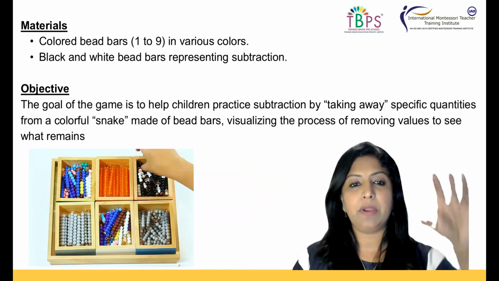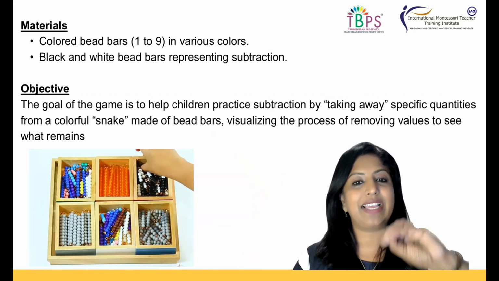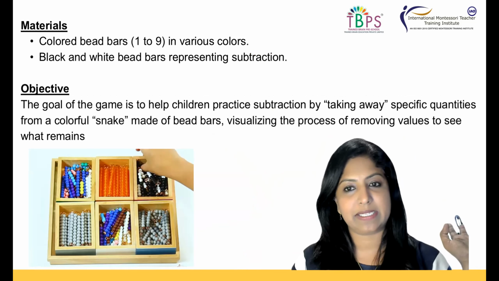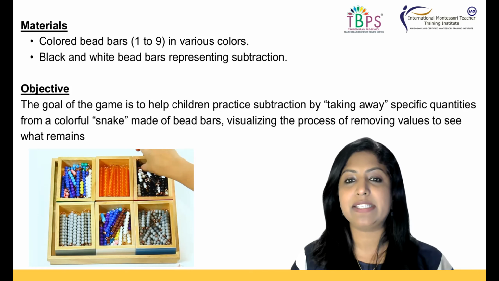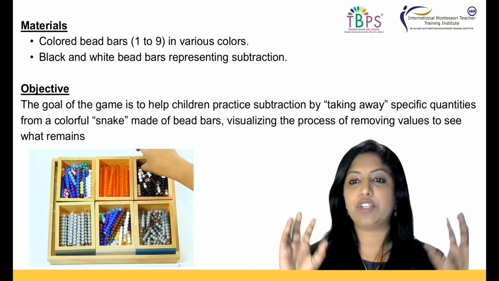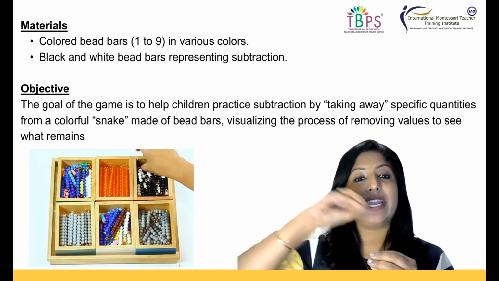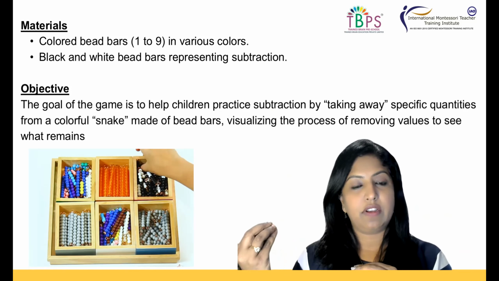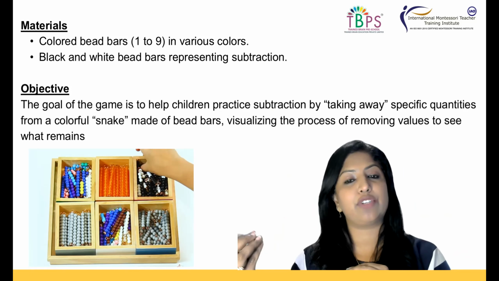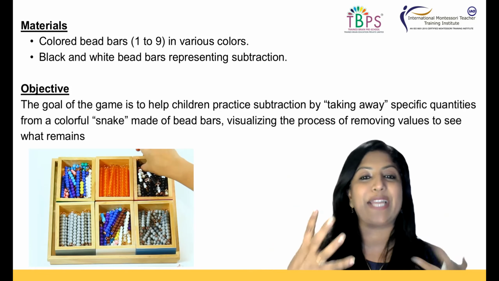What all do we require? We can have a golden bead, we can have a silver bead, colorful beads, and gray beads, and the black and white beads. The goal of the entire subtraction snake game is to introduce subtraction to children. You have to teach them that you're taking away. So when you're taking away, what happens? You're taking away from what? From a colorful snake which is made of bead bars. So we have to take away that. So you have to visualize this entire process.